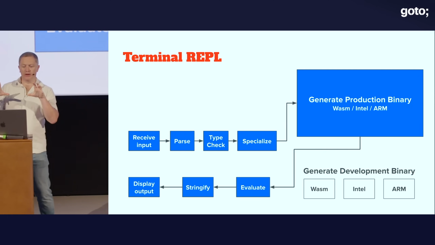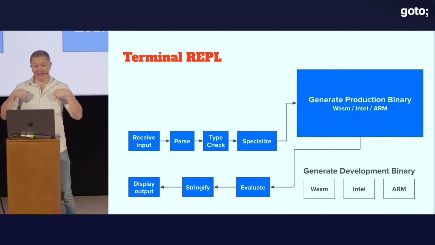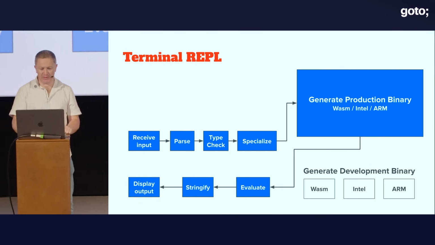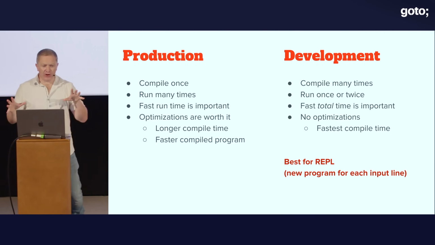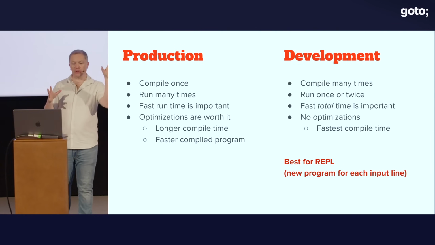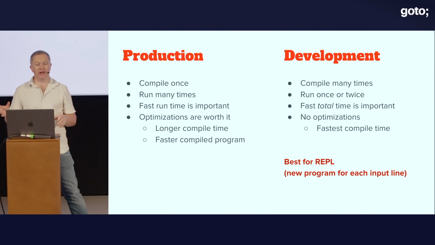So these are separate things that we built ourselves, which just basically generate something as fast as it possibly can without worrying too much about optimizations. And so the reason why we structure things that way, we've actually got separate code paths entirely for generating production binaries versus development binaries.